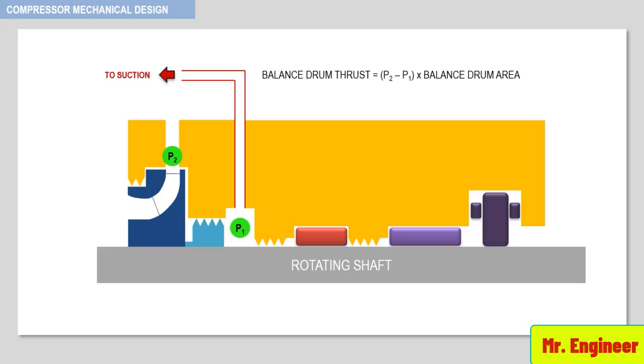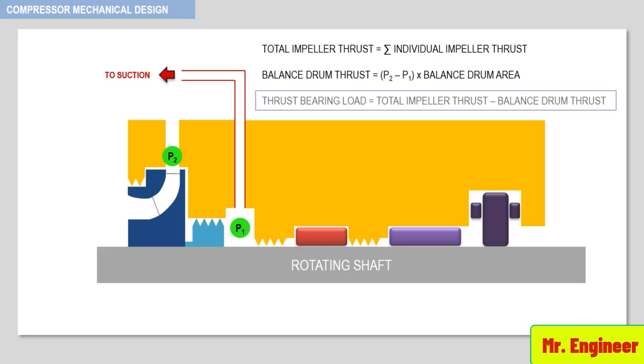Now, since the total impeller thrust is equal to the sum of the individual impeller thrusts, then the total thrust load exerted on the thrust bearing is determined by the following formula. You can see now that the balancing system has reduced the total thrust load. It reduces the thrust by providing a thrust force which counteracts the total impeller thrust force, therefore reducing the total thrust bearing load.